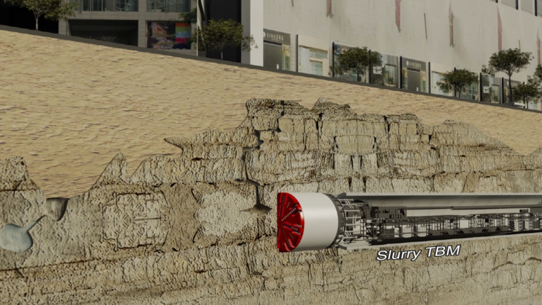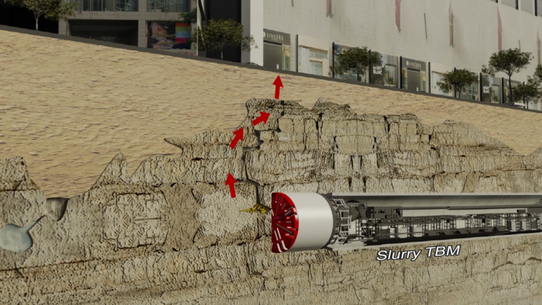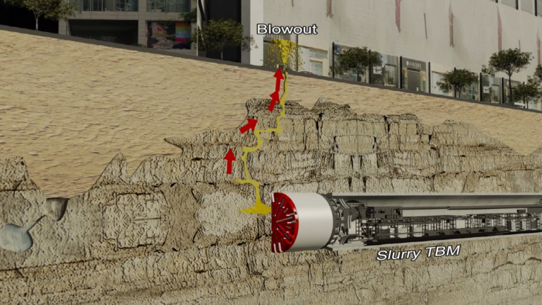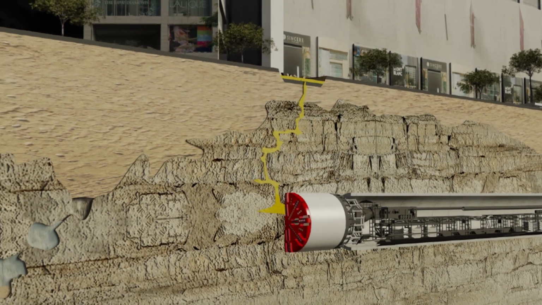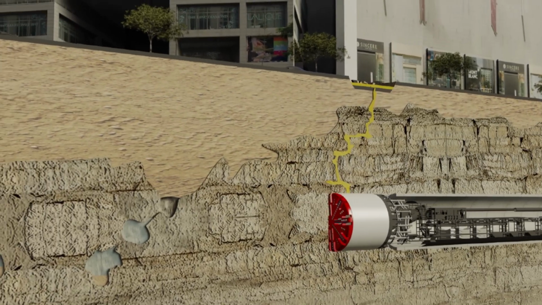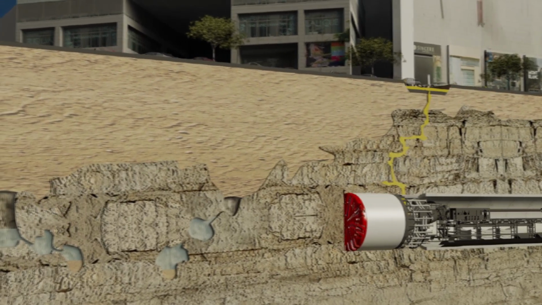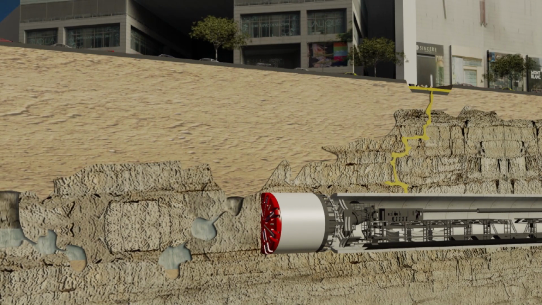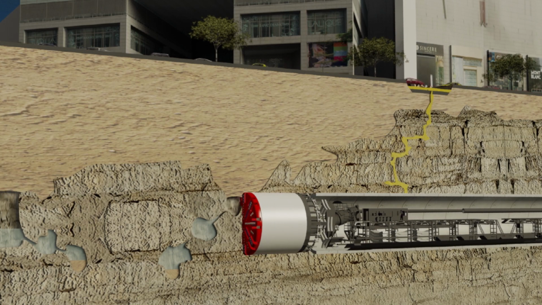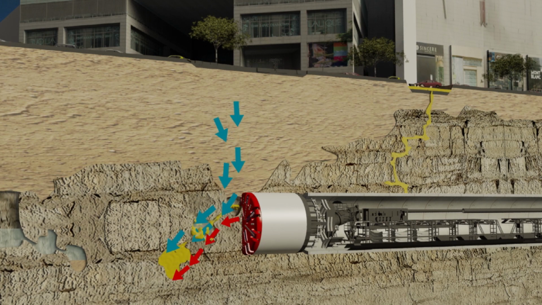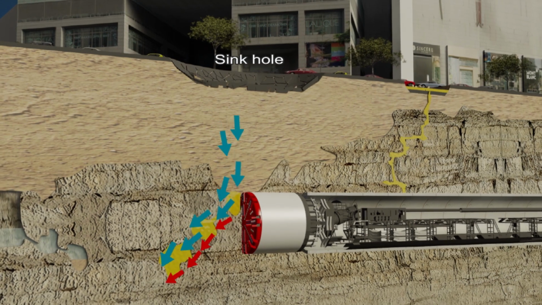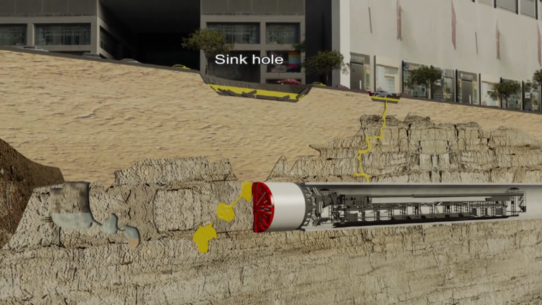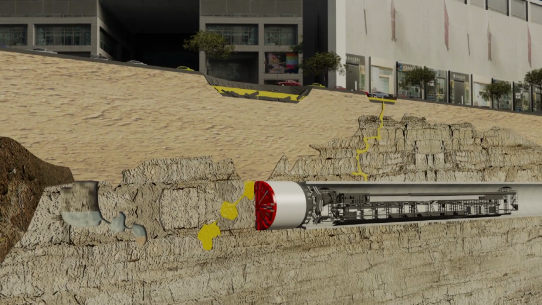A conventional slurry TBM could experience blowouts of bentonite from underground to the surface when the interconnected karst features find their way to the surface. In extremely karst situations, the conventional slurry TBM could experience loss of slurry into karst features and cavities that result in loss of face pressure. Losing the face pressure will lead to loose soil caving into the excavation chamber and cavities, thus causing a sinkhole to appear on the surface.